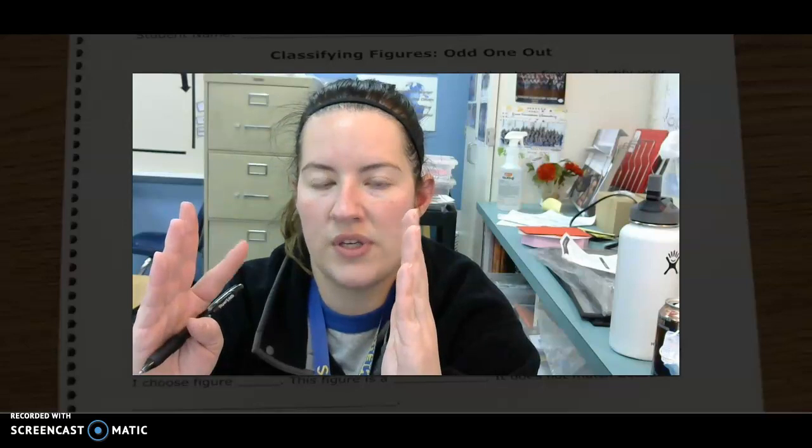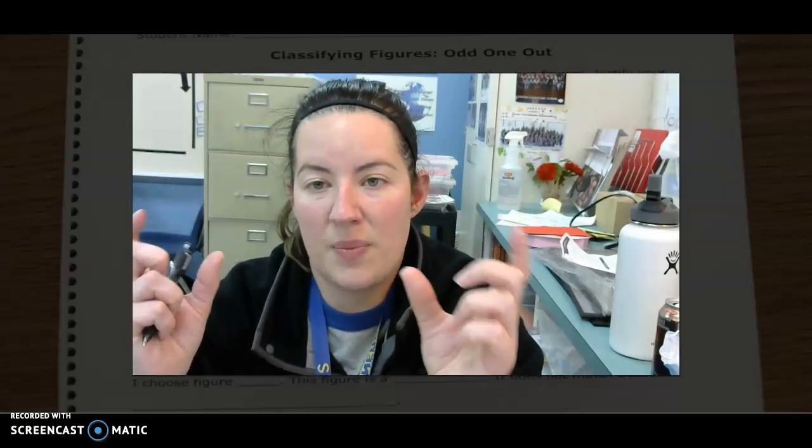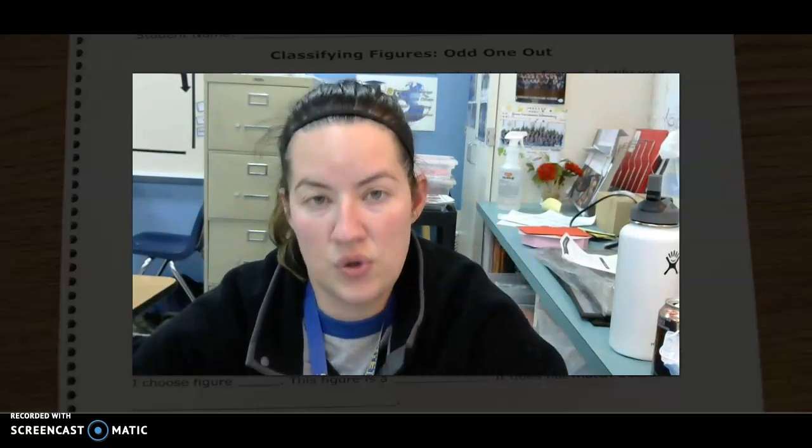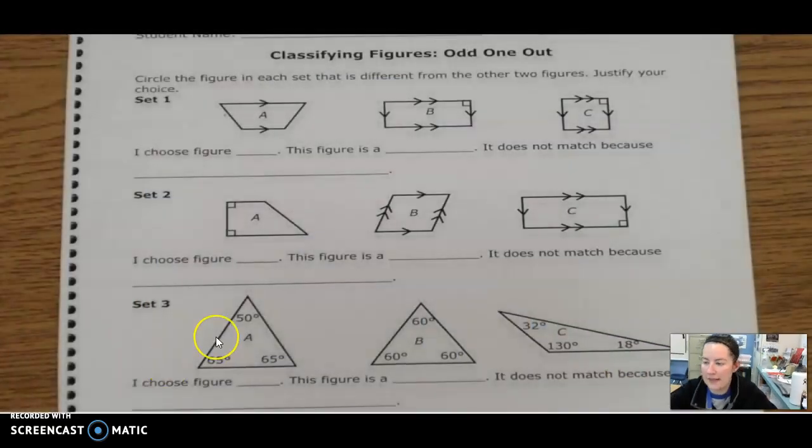So we focused on, does it have parallel sides or perpendicular sides? But it's also going to be about the angles. What type of angles do they have? So that's what we're going to focus on today. So let's look at some examples.